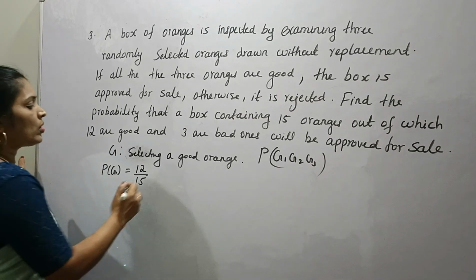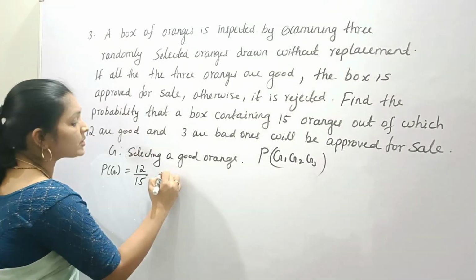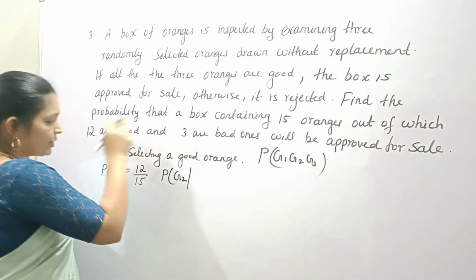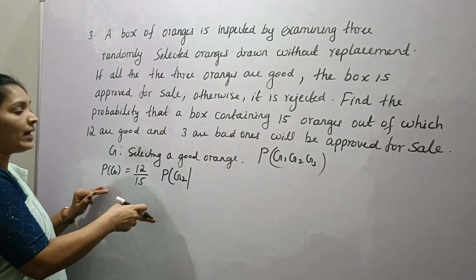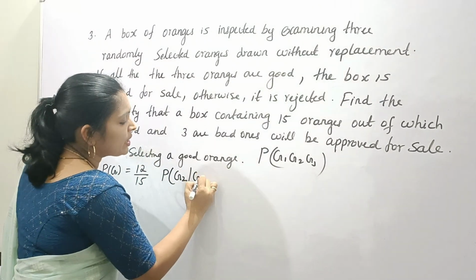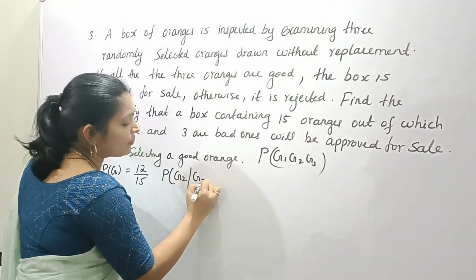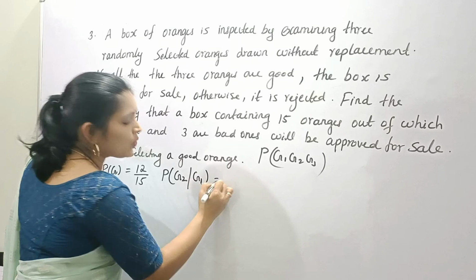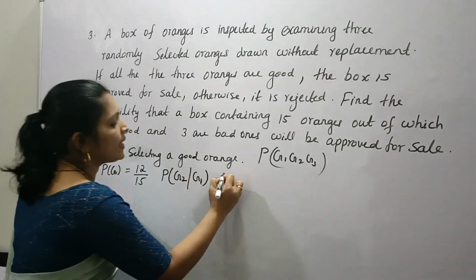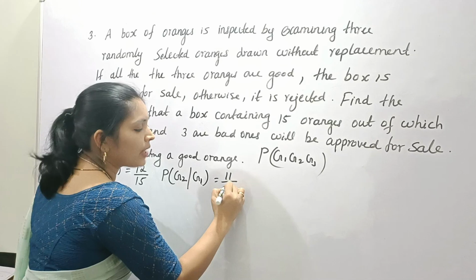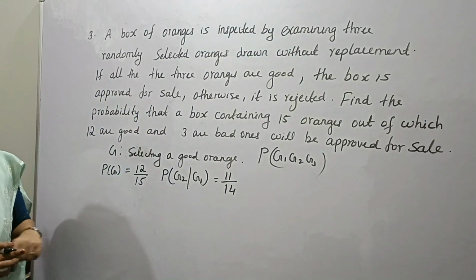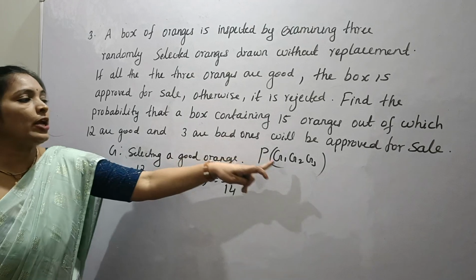Right. So therefore, what is the probability of G2 next? The probability of G2 given G1, given that G1 has already occurred. Therefore, the probability of G2 given G1 is, since 1 is reduced, 11 divided by, now what is the total oranges? 14.